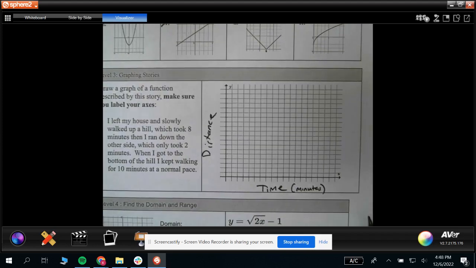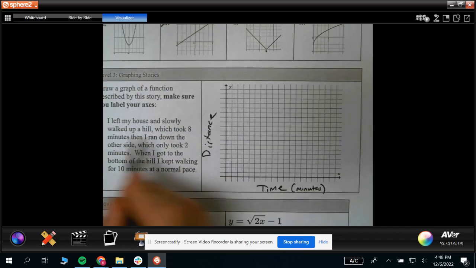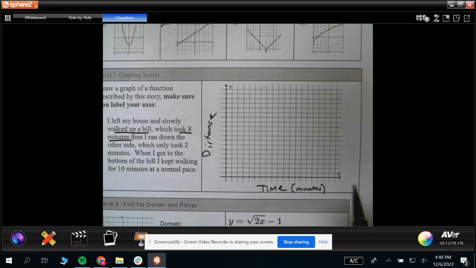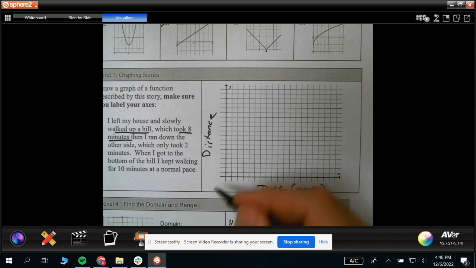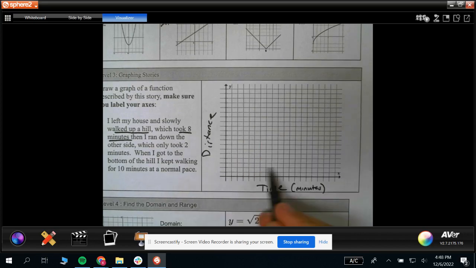So what happens? I left my house and slowly walked up a hill, which took 8 minutes. So let's walk slowly up a hill. If we're walking slowly, are we covering a lot of distance or a little bit of distance? We're covering a little bit. So let's find 8 minutes. 1, 2, 3, 4, 5, 6, 7, 8. So let's cover a little bit of distance for 8 minutes.